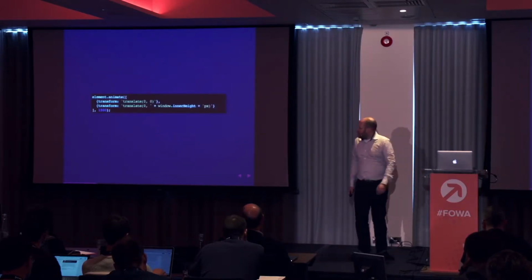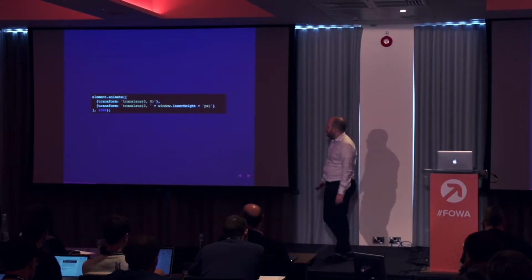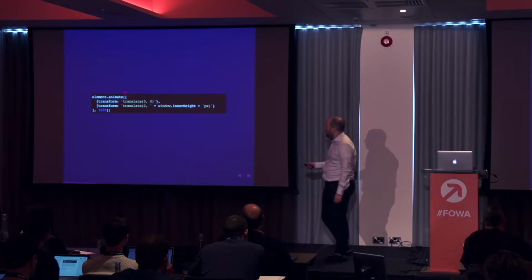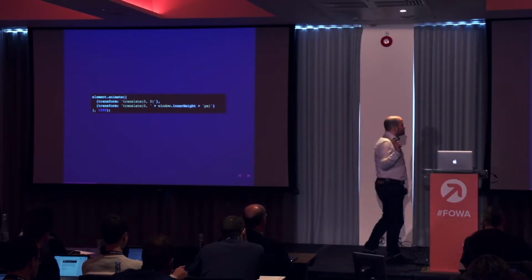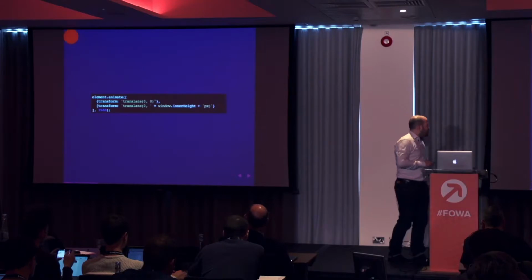So we have a little bit of code here. I've got element.animate. We select an element in the DOM. We say we want to animate it, and then we want to change the CSS transform property from translate(0, 0) to, when we're done, translate(0, window.innerHeight). And we're going to do this in 1500 milliseconds, so 1.5 seconds. If we run this code, this happens.